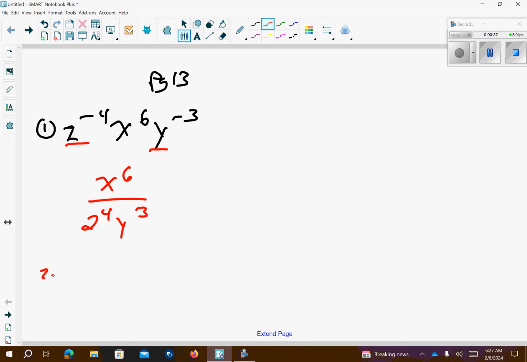And 2 to the 4th is 2 times 2 times 2 times 2. So that's 2 times 2, that's 4. Times 2 is 8. Times 2 is 16. So my answer is x to the 6th over 16y to the 3rd.